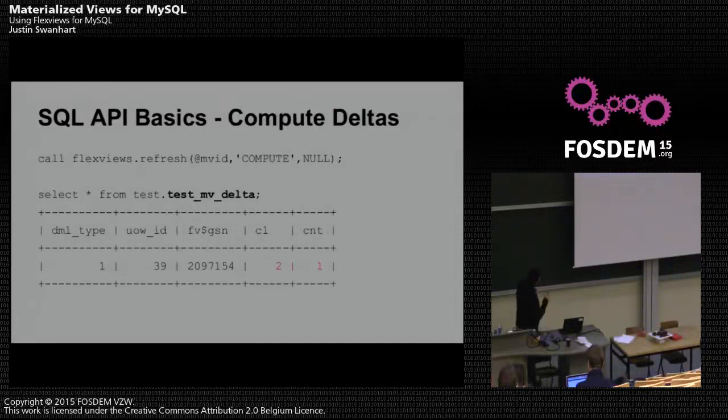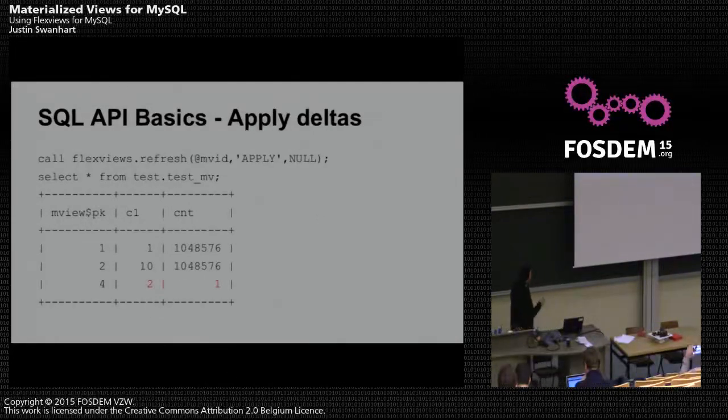Right, so I call Flexviews refresh, give it the MVID, compute, and tell it to get all the latest changes. Null is just all the latest changes. And we now get a row in the materialized view delta table, right? So it's an insert into the materialized view with C1 being 2 and the count being 1, right? And you can see I inserted a whole bunch of rows, those millions of rows. So my GSN has gone up a lot while my transaction ID has not.